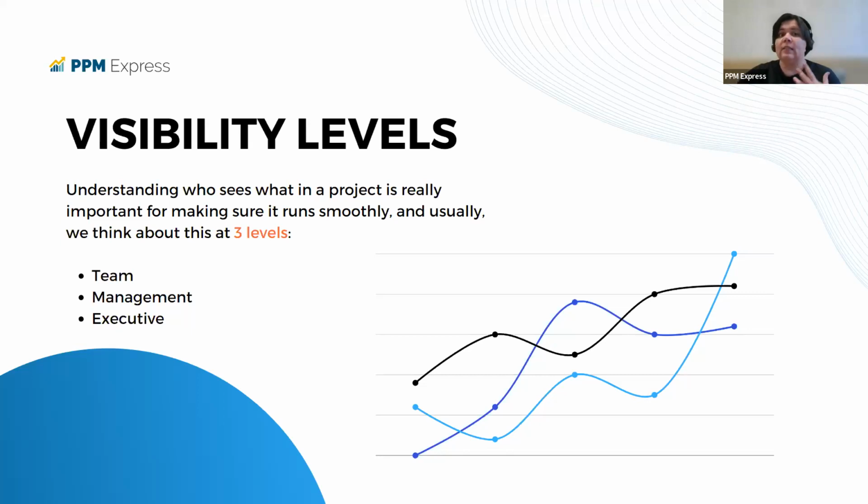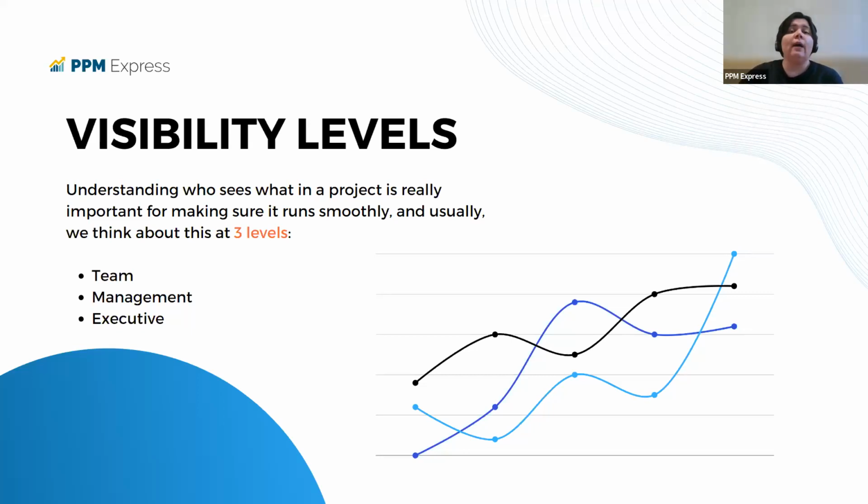The next one is management level. And here, project managers and important stakeholders need to see a bit more. They need to know how the project is going, how money is being used, and how resources like people and materials are being managed. And this helps them to keep an eye on the project, to make smart choices, and to tweak things if needed, to keep everything on time and on budget.